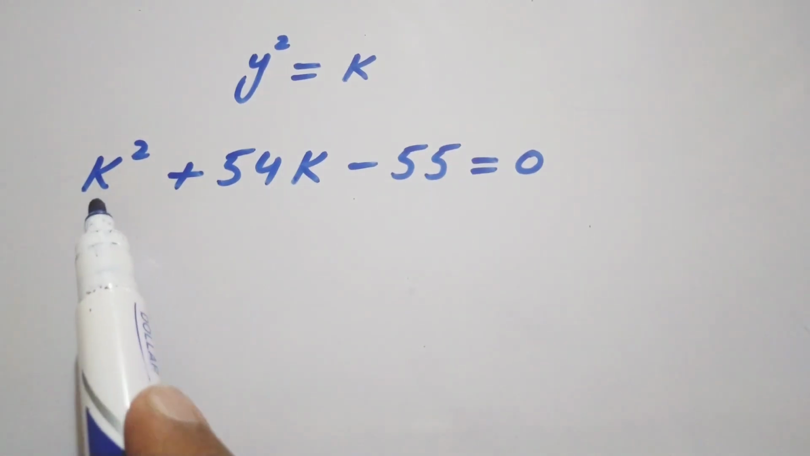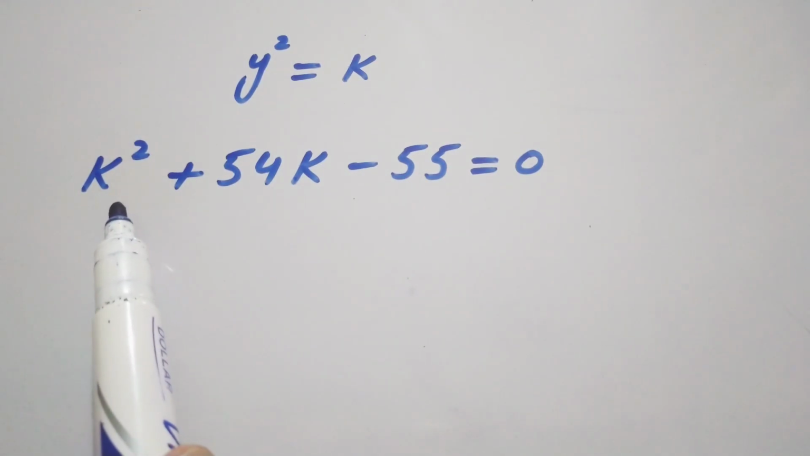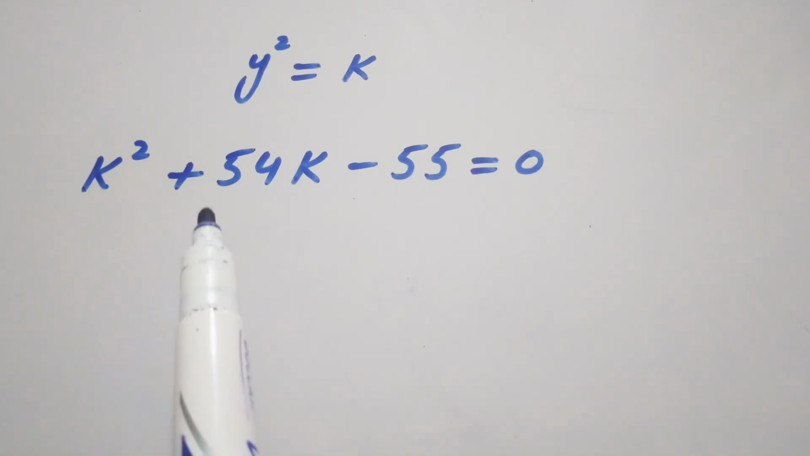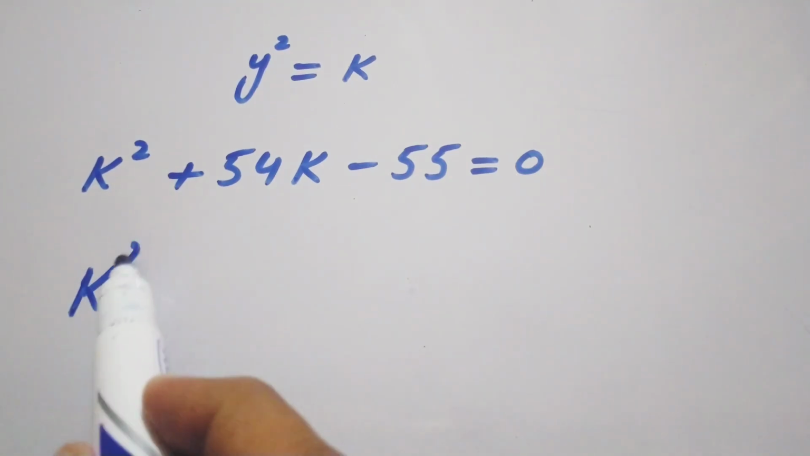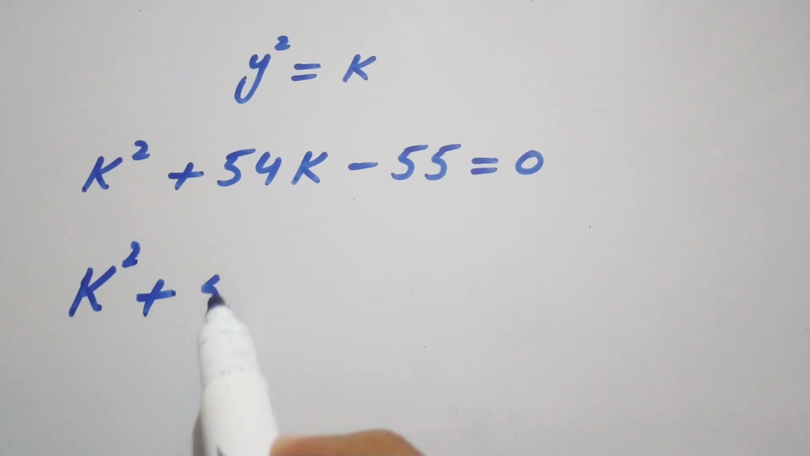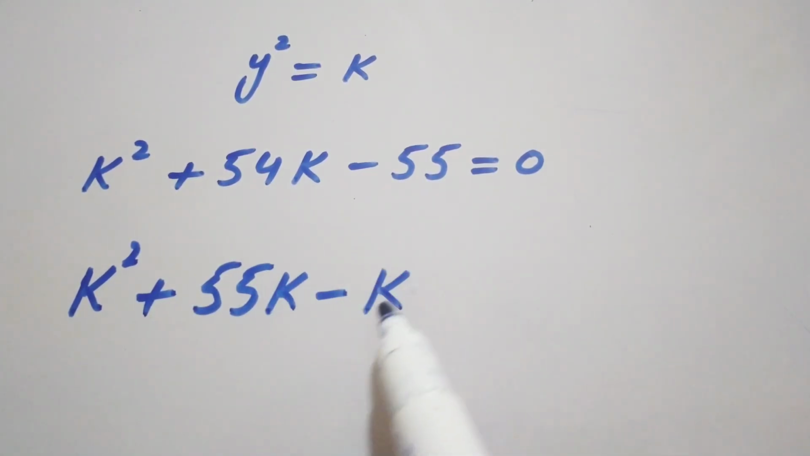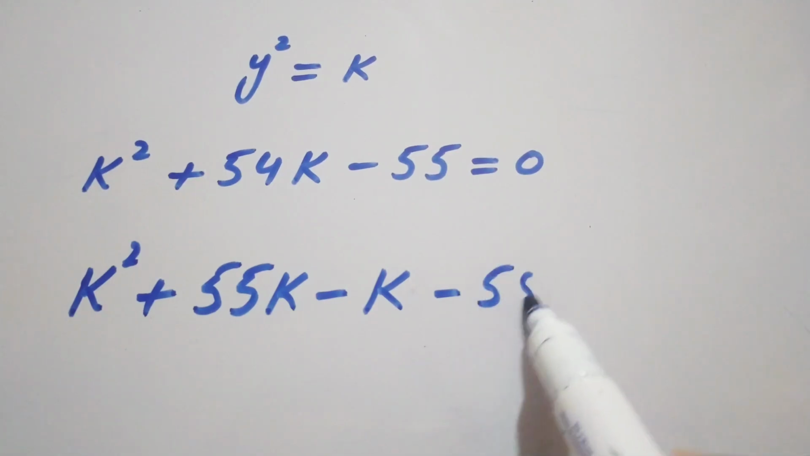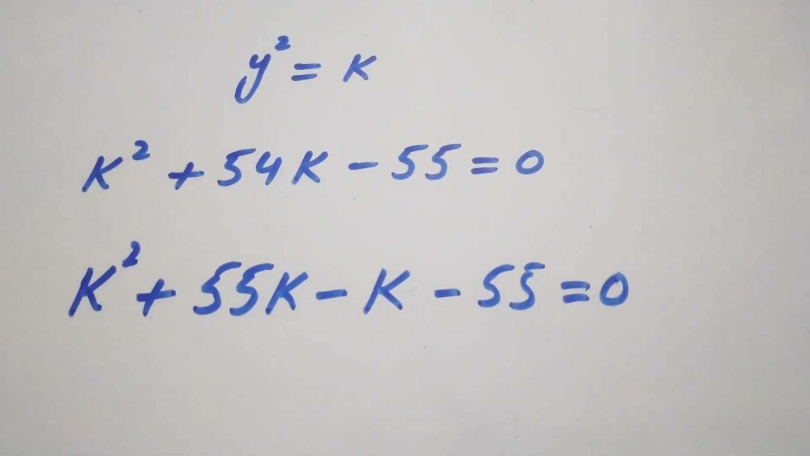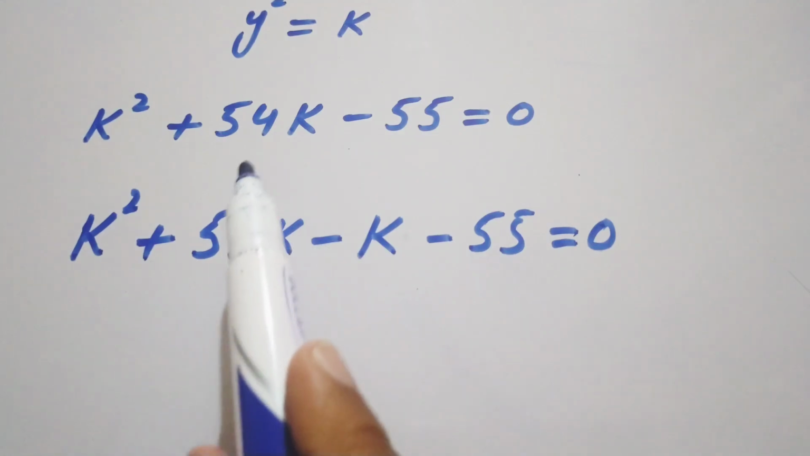Now it is clear that this is a quadratic equation, so we can solve this by quadratic formula, or by completing square method, or by factorization. Here we can solve this by factorization method. So k squared plus, we can write this as 55k minus k, and minus 55 is equal to 0. Here 55k minus k gives us 54k.